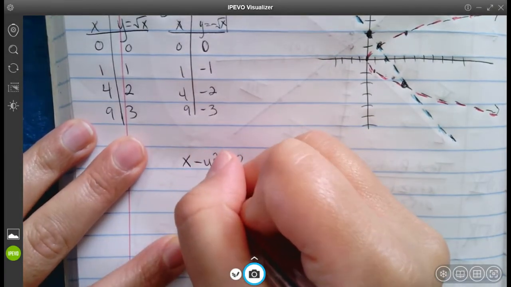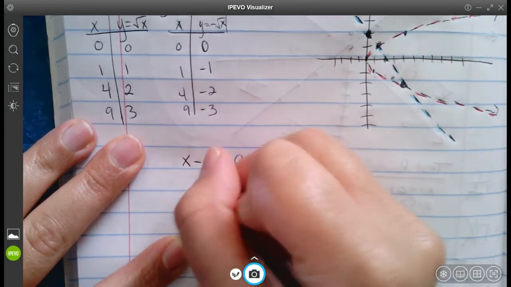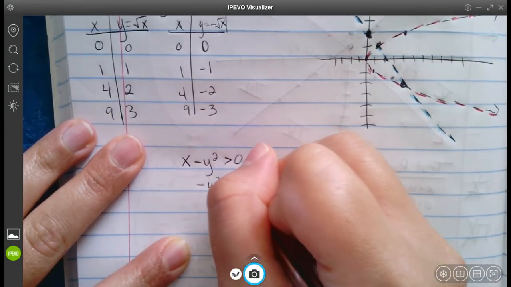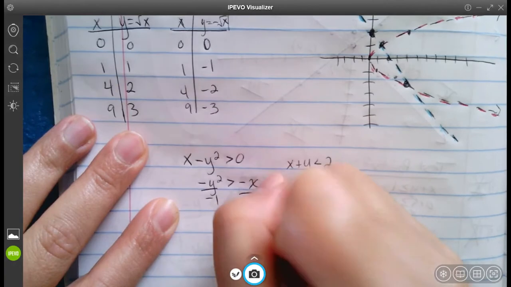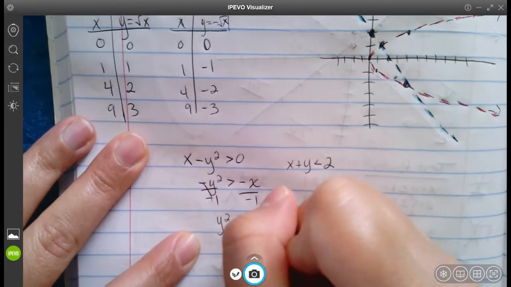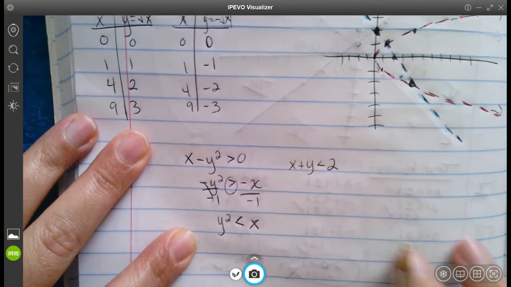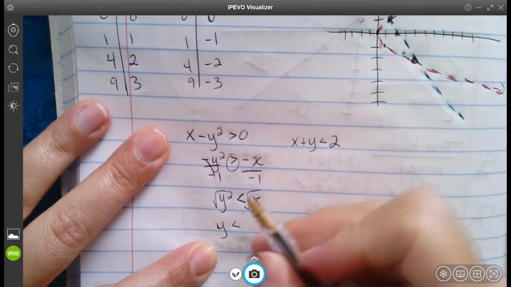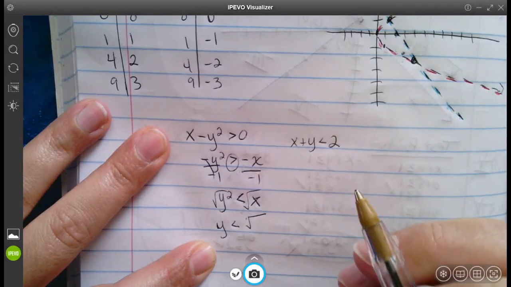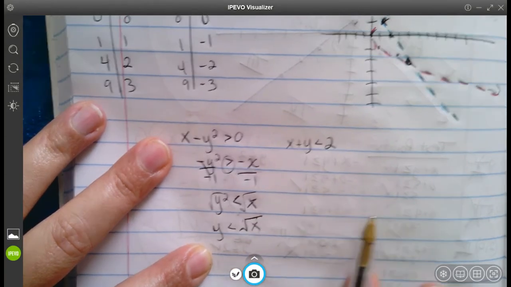Okay, so this one again is going to give me, based on what I had up here, well, we can do it step by step. So it'd be negative y squared greater than negative x. Divide by negative 1 to get rid of the negative, which would be y squared is less than x, meaning we have to switch the sign because of the negative that just happened. And then we take the square root, so y is less than the square root of x. And we're just going to take the positive one here because it would be tricky otherwise.